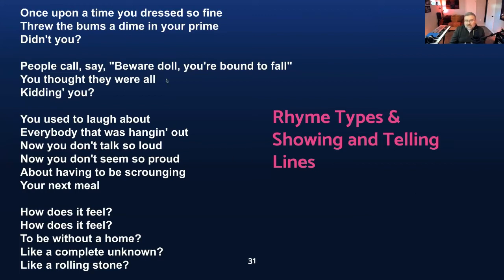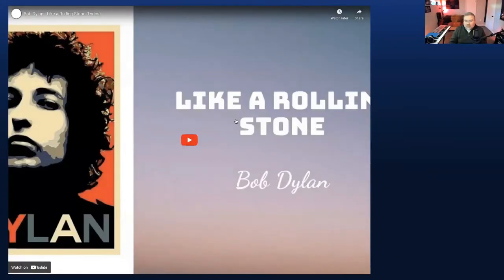So again, there's also the showing first and then telling later. You know, these first two lines are showing, and then "didn't you" is emotional. It's more of that telling. People call and say, beware, doll, you're bound to fall. You thought they were all kidding you. So it starts showing and then ends with telling, which again, that's a pattern that you'll see in a lot of songs. But let's listen to this song and see how you hear those rhymes and also follow that structure.